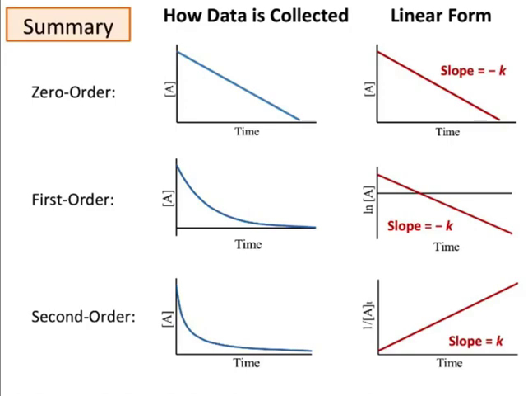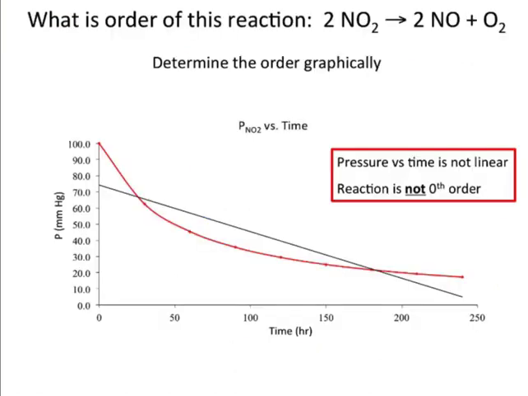For a zero order reaction, it is linear. For a first order reaction, if you plot the natural log of A as a function of time, then you'll get a straight line with a slope of negative k. If you have a second order reaction, if you plot 1 over the concentration of A as a function of time, then you'll get a straight line where the slope equals positive k. And this is one way you can determine the order of your reaction experimentally. So let's do this. We have a reaction here. I happen to be using a reaction that has pressure instead of concentration, but it would work either way. Let's determine the order graphically.